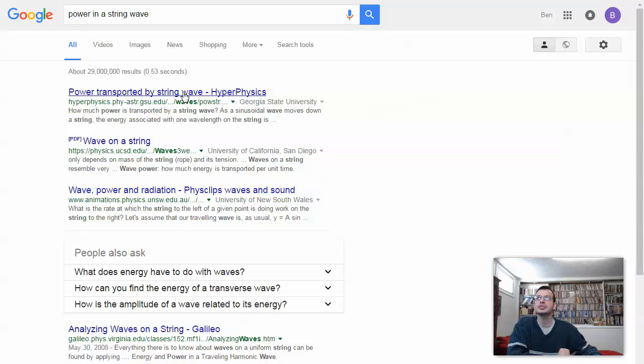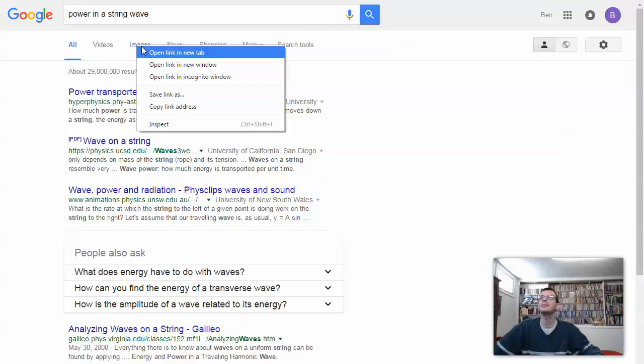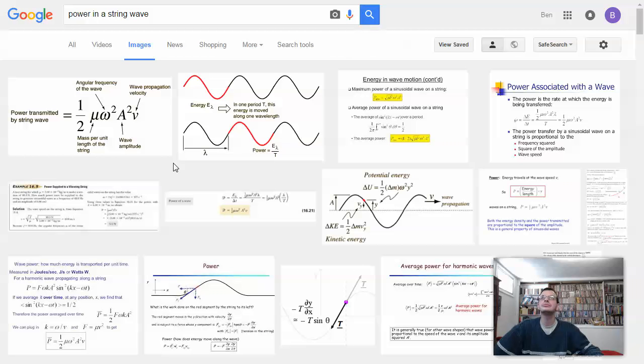Come on, HyperPhysics. Fail me again. Nope, too slow. There we go. Right there. 1/2 mu omega squared amplitude squared. That's from HyperPhysics. Okay, so HyperPhysics did not fail me this time.